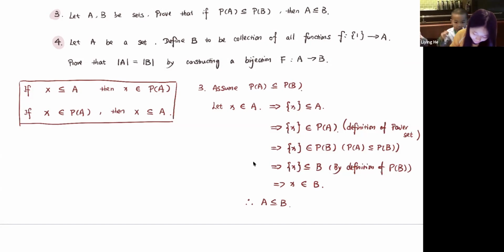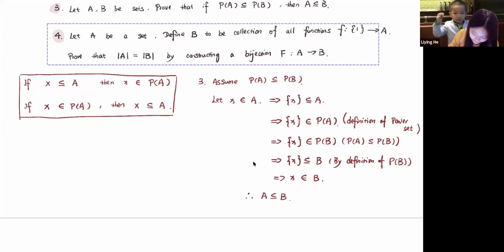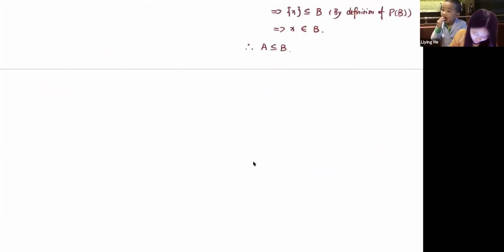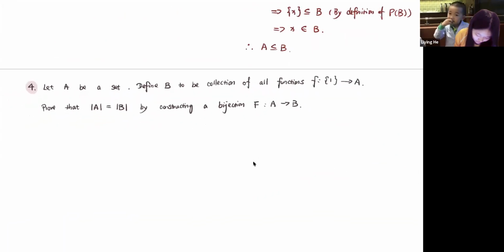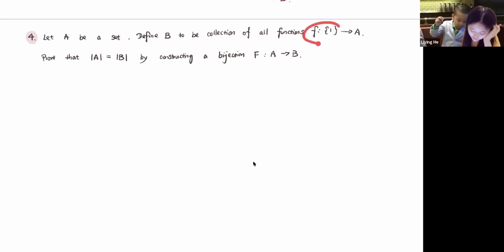Okay, let's do question 4. Let's try this. So we need to prove those two sets have the same cardinality by constructing a bijection f that maps from A to B. So basically what you need to do is this. So we have B be the collection of all functions. Okay, so I'm gonna write each of the functions separately.